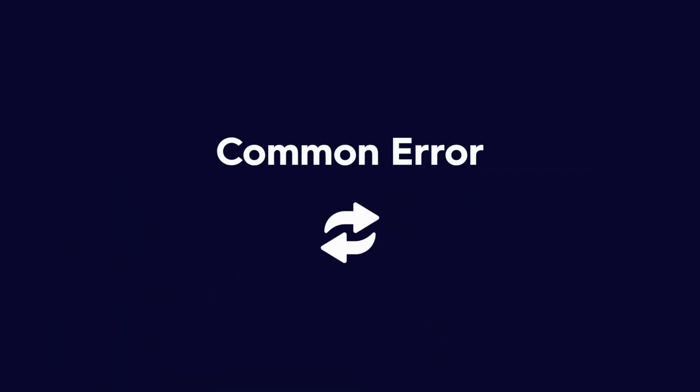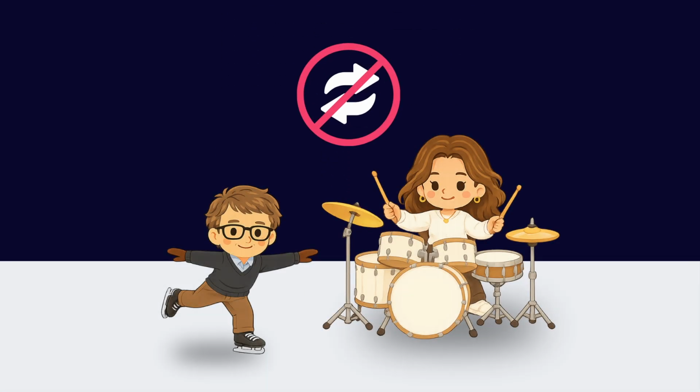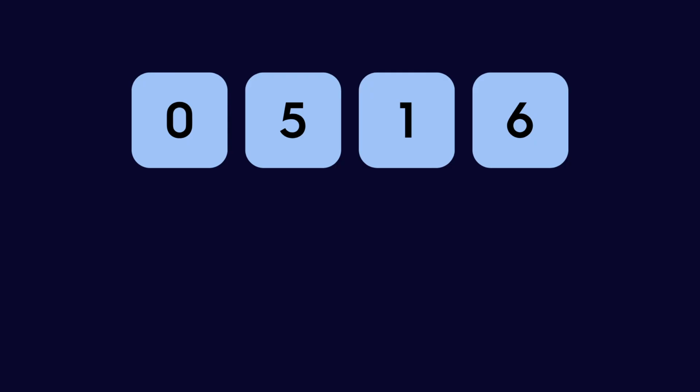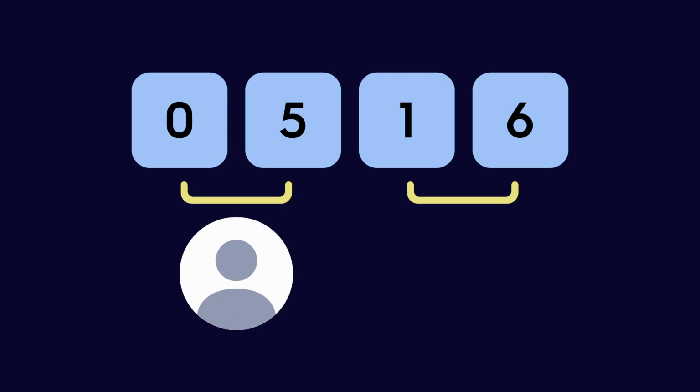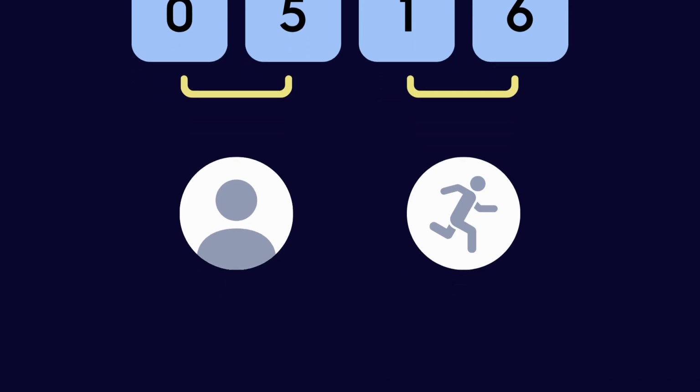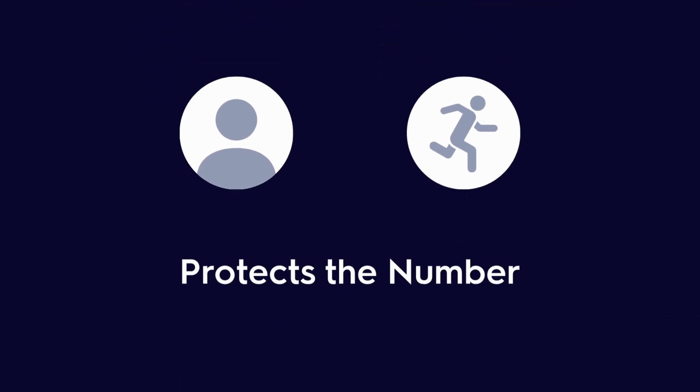Watch out for one common error. Do not swap the person and action. In each 4-digit chunk, the first pair gives the person, and the second pair gives the action. That order protects the number.